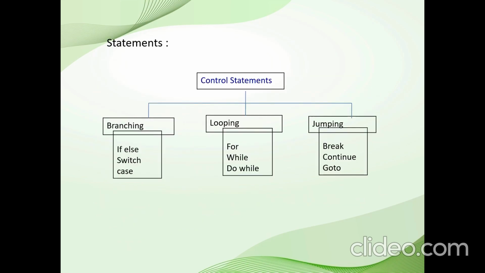Now we are going to discuss the statements. You can see there are three types of control statements: branching, looping, and jumping. Branching is again divided into simple if statement, if else statement, else if statement, switch statement, and case statement. Looping is divided into three types: for loop, while loop, and do while loop. And then jumping: break, continue, goto.